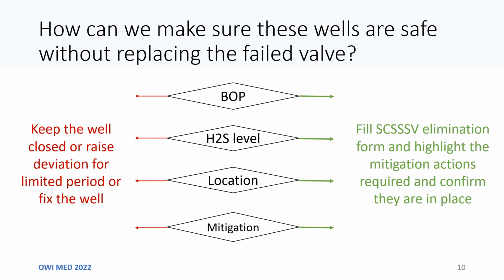If wells satisfy all of these four conditions, then the wells can operate with a failed subsurface safety valve. But if the well doesn't meet any of these four checks, then the well should be operated with an operable subsurface safety valve, or in case of having a failed subsurface safety valve, the well should be closed.